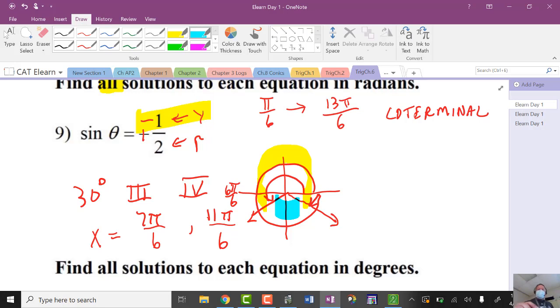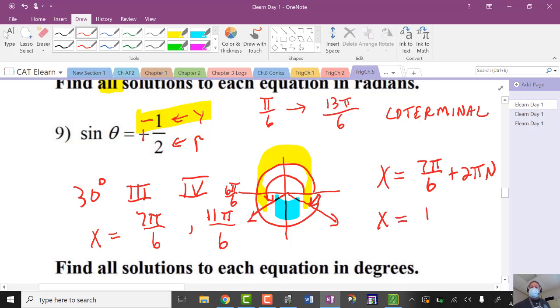That's a good thing for you, because to give me all of these answers, all you have to do is tack on a 2 pi n, because that's the next coterminal angle measure to 7 pi over 6, either subtracting 2 pi from it or adding 2 pi to it. We know 2 pi is a revolution. So that's all answers for that first answer, and then this is all answers for that second answer.